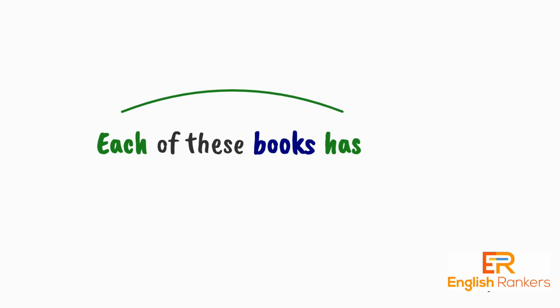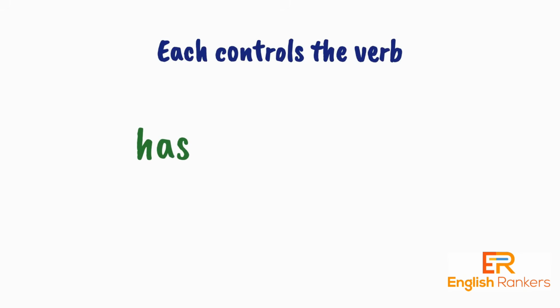There is one important grammar point here. When you say each of, the noun after of is plural. Each of these books, each of the students. But the verb is still singular. Each of these books has, not have. The word each controls the verb, not the noun after of.